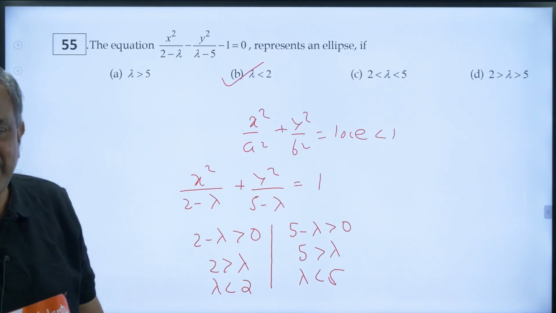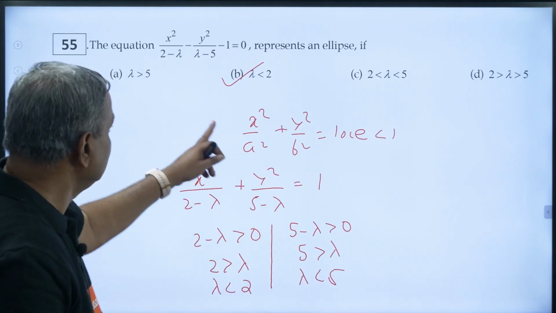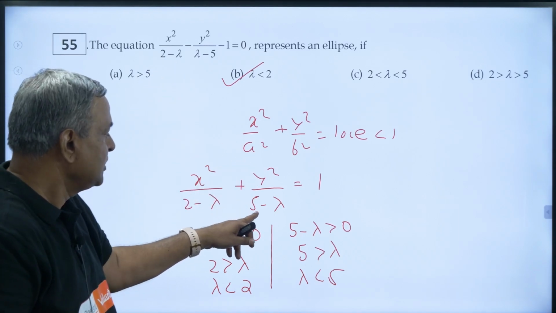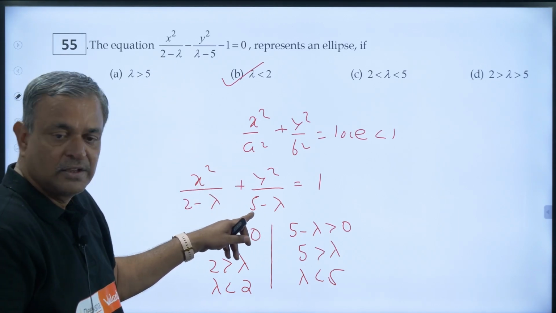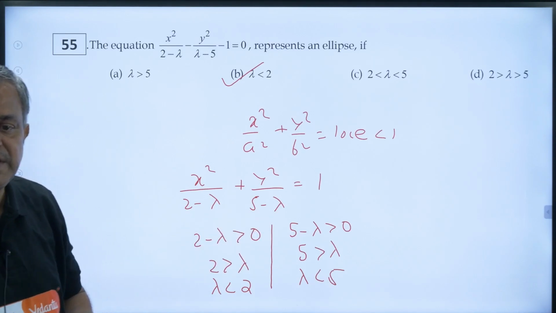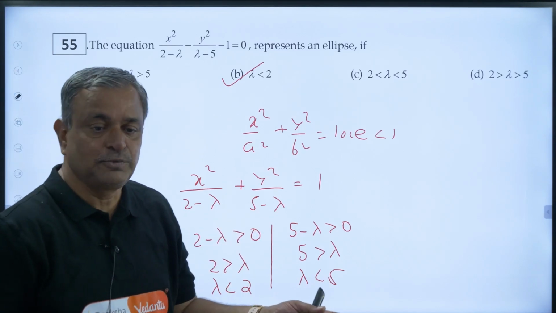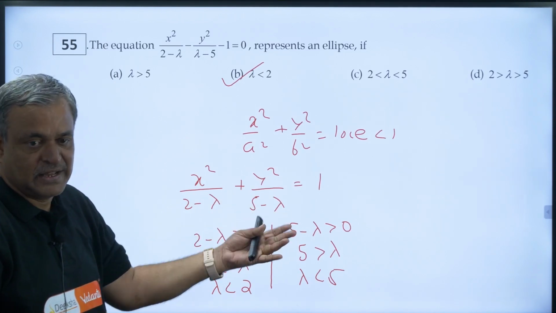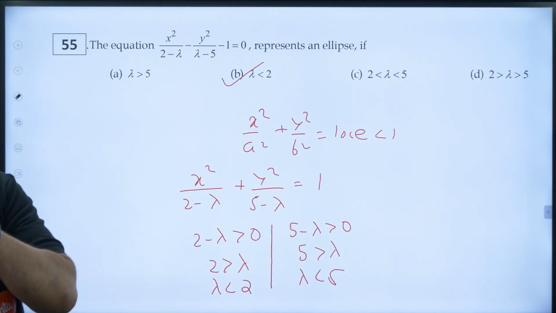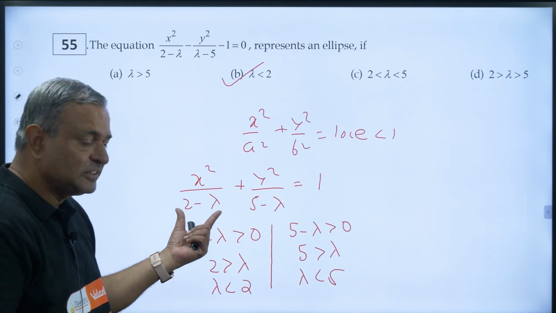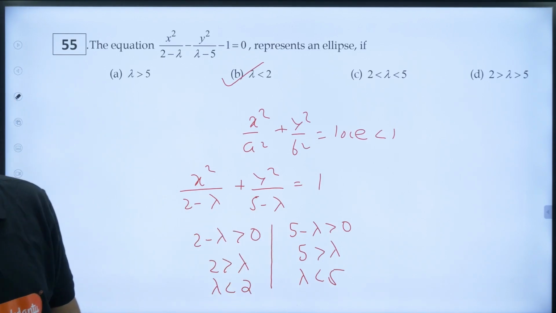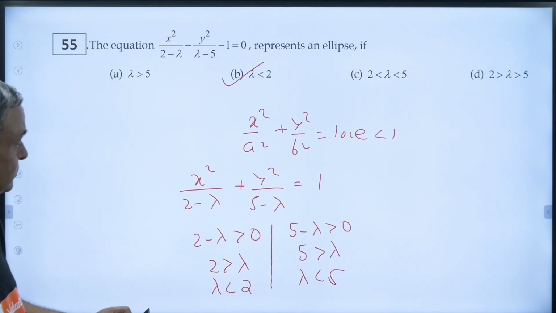Take any value lambda less than or equal to 2. Suppose you take 1, 2 minus 1 is 1, and 5 minus 1 is 4. Possible. Even if you take lambda equal to negative, suppose minus 4, x square by 6, y square by 9, possible. So lambda is less than 2. Please remember, this can't be negative. So lambda is less than 2 is correct. Option B is correct.